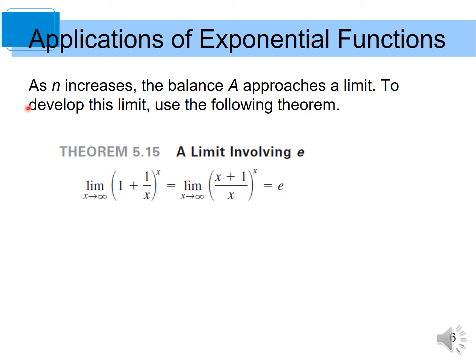As n increases, the balance A approaches a limit. To develop this limit, look at the following theorem. The limit of 1 plus 1 over x to the power of x when x tends to infinity, where the expression here can be written as x plus 1 over x. They are equivalent. And when x tends to infinity, the value is about 2.7.